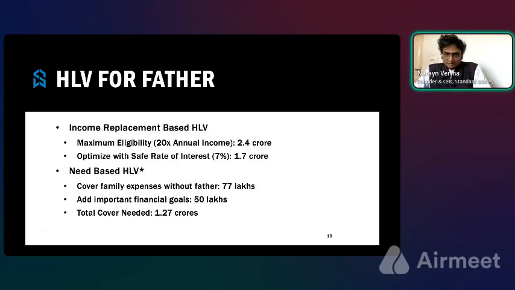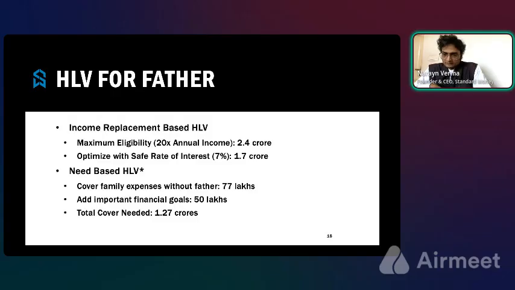So it's not always best to have the highest amount of cover, but you should optimize it to the safest level. We can have two ways of optimization. In the first scenario, we say, what if we can replace the income? We will get enough money to replace the annual income of the father to the family.